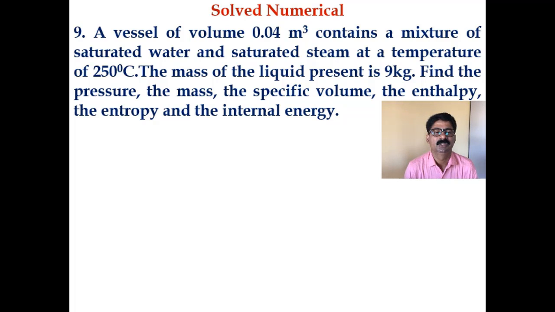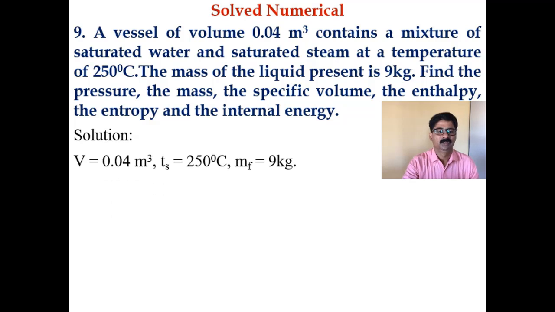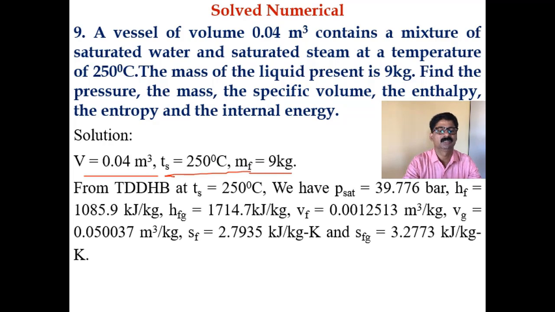Interesting problem. Volume of the vessel is 0.04 meter cube. So a mixture of saturated water and steam, that is wet steam, at a temperature of 250 degrees Celsius. Mass of liquid is 9 kg. So here V, the total volume, is 0.04 meter cube. Since it is saturated wet steam, Ts is 250 degrees Celsius, mf is 9 kg. Now from the data book at Ts equal to 250 degrees Celsius, note down Psat. That is one of the answers, the pressure, 39.776 bar.